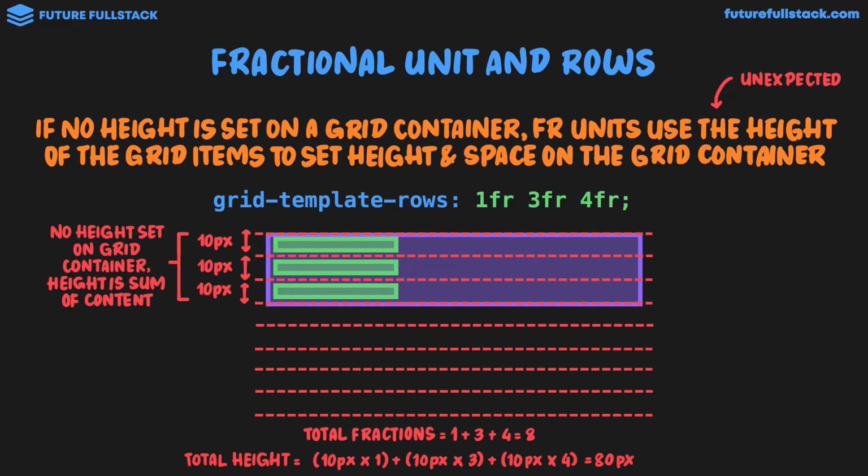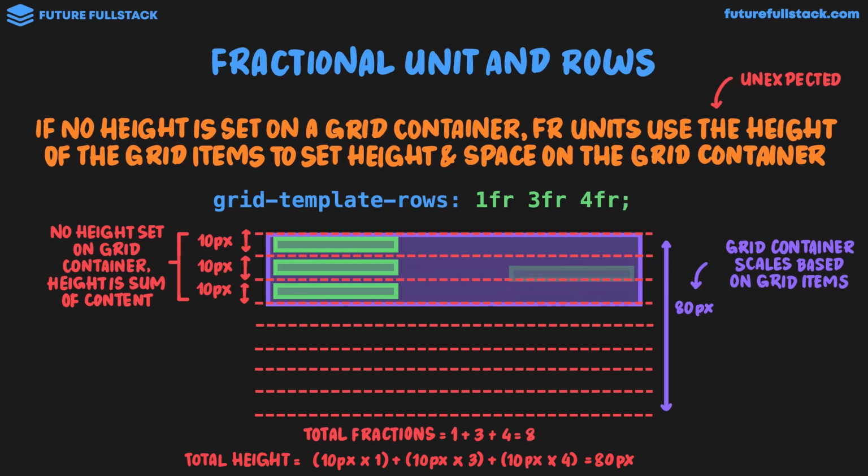So this means the height of our grid container will be 80 pixels, where the grid container has now scaled based on the grid items. And our grid rows will now look like this. The first row is 1 fractional unit, which is 1 divided by 8, the total fractions, multiplied by 80 pixels, which would be 10 pixels.